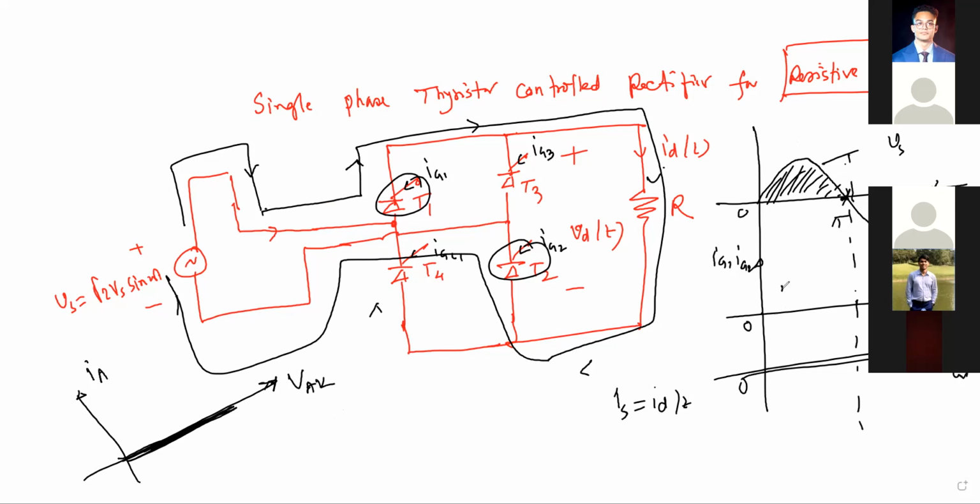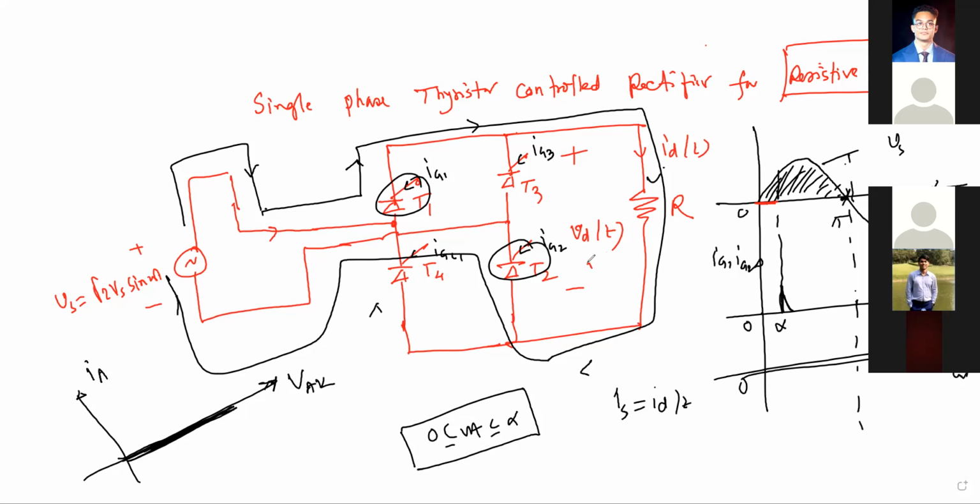Okay, we are applying a gate pulse here at omega T equal to alpha. So now, from 0 to alpha, with this range, what should be the current with your load? 0 ampere, right? Because your thyristor is not conducting, it is in off mode. So if I now plot, the current will be 0. And if the current is 0, the voltage will also be 0.